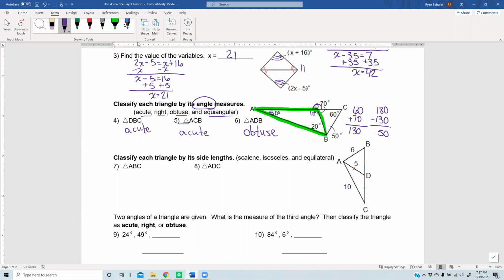Okay, now we have to classify by the side lengths. So that's going to be scalene, isosceles, or equilateral. The first one they ask us to do is triangle ABC. ABC, that's that whole big triangle.